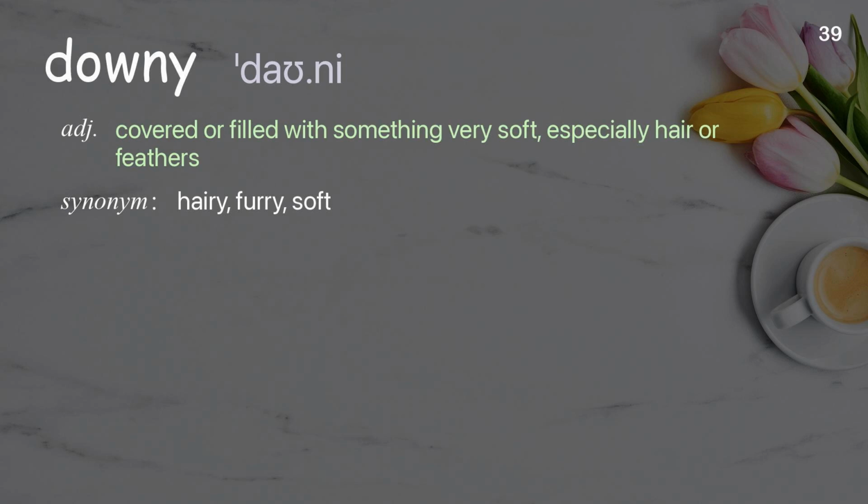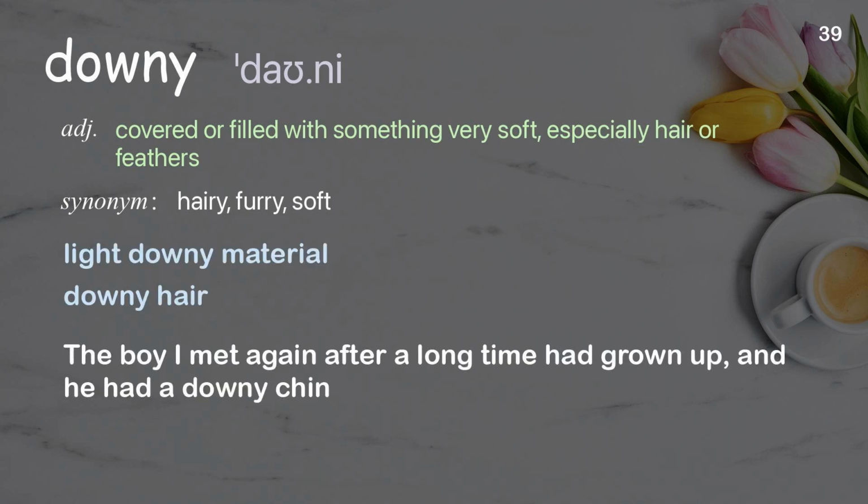Downy. Covered or filled with something very soft, especially hair or feathers. Examples: Light downy material. Downy hair. The boy I met again after a long time had grown up, and he had a downy chin.